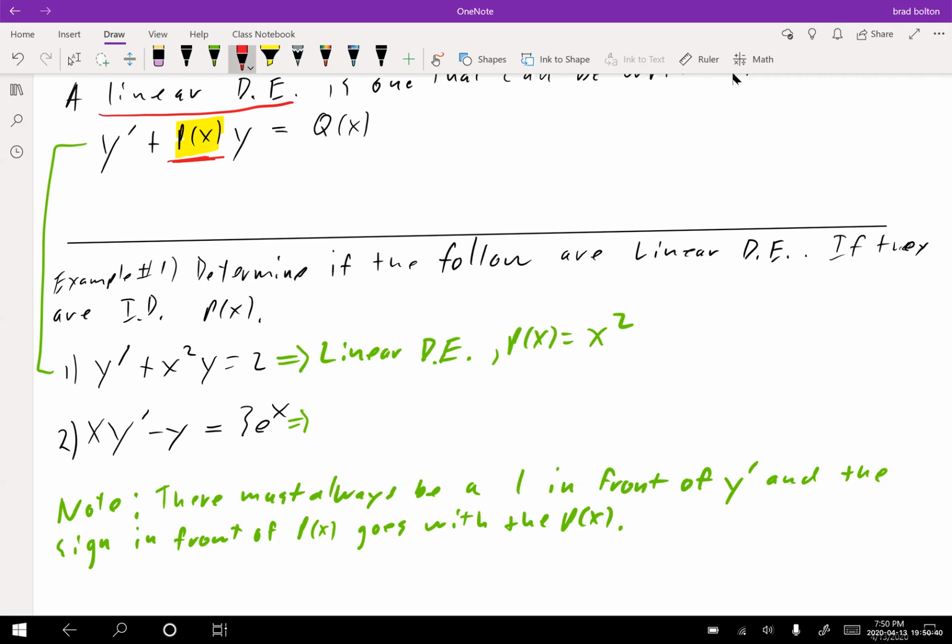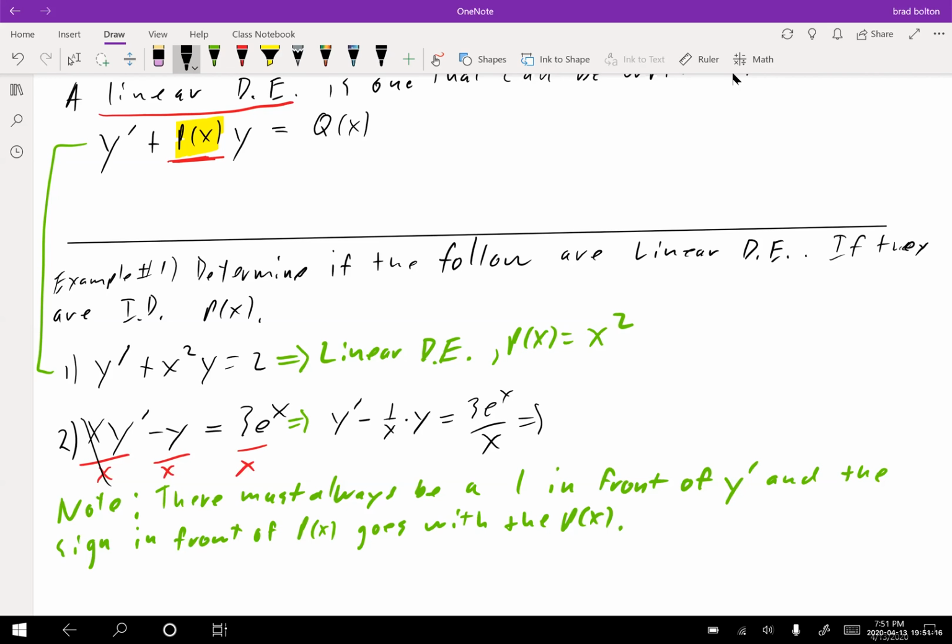For this one, it's almost a linear differential equation. So what I have to do first is I have to divide by x. And the reason I do that is you guys notice there's a 1 in front of there, right? We have a 1 in front of our y prime. In this case, we have an x in front of our y prime. So for all of the problems we do, we always want a 1 in front. So we're going to divide everything by x. So this will cancel. And this will become y prime minus 1 over x times y is equal to 3e to the x over x, okay?